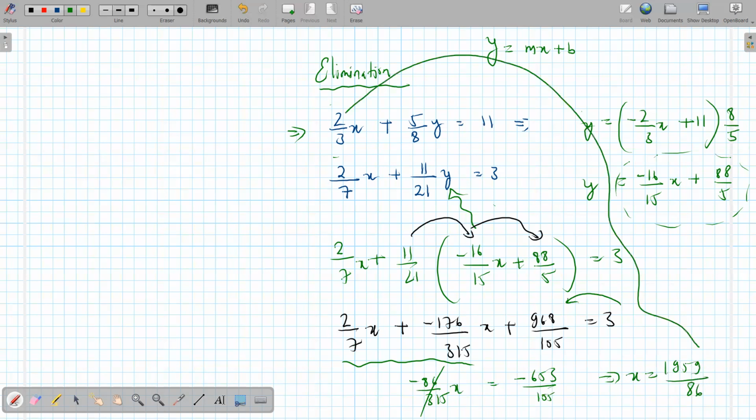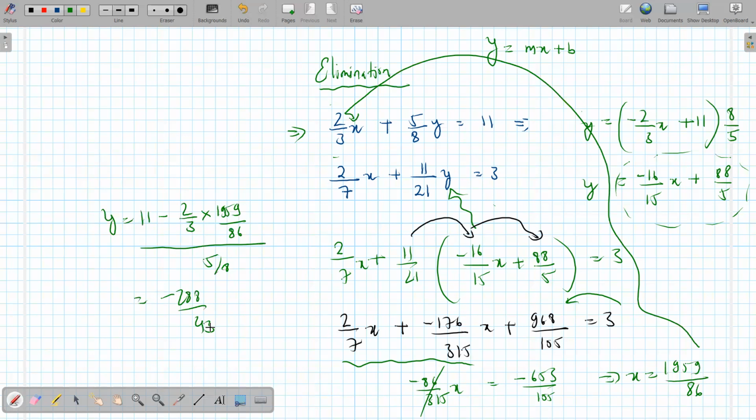You want to plug that back in here to find y. So y is going to become 11 minus 2 over 3 times 1959 over 86 divided by 5 over 8. So this becomes 11 minus 2 divided by 3 times the answer, divided by 5 divided by 8, to get a final answer of negative 288 over 43.